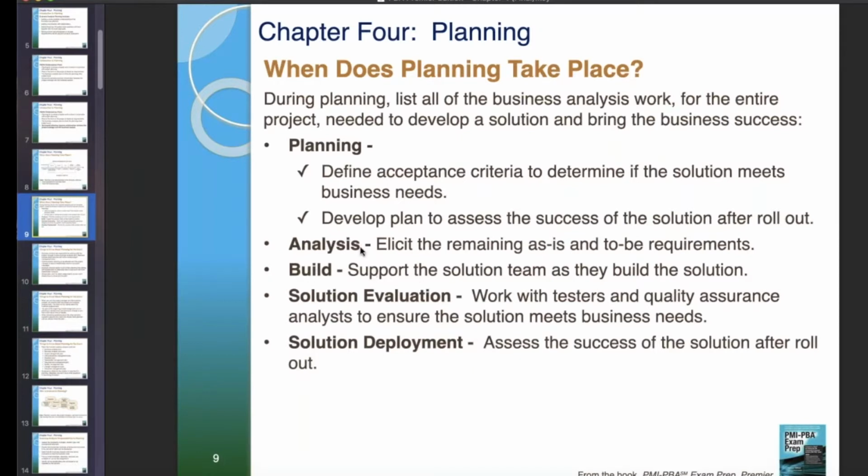Analysis: elicit the remaining as-is and to-be requirements. That's a distinction, as-is and to-be requirements. We're going to discuss that. Build: support the solution team as they build the solution. Solution evaluation: work with testers and quality assurance analysts to ensure the solution meets business needs. And then solution deployment is our last domain: assess the success of the solution after rollout.